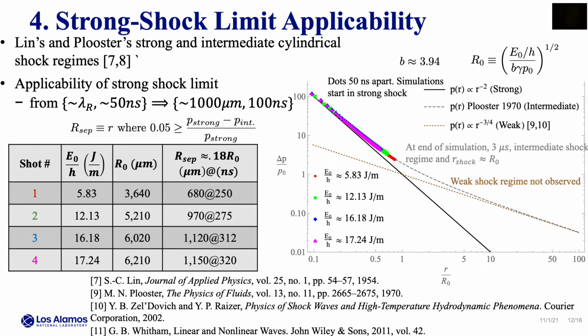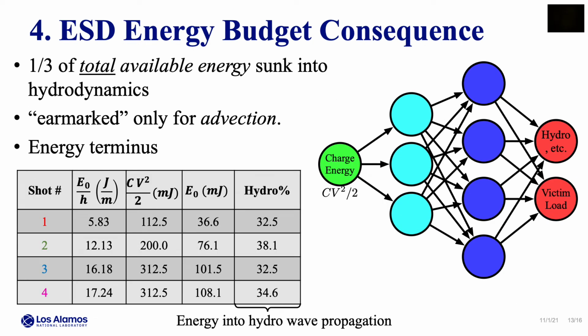Results of this calculation are in the left table and consistently occur on the order of 1,000 microns and hundreds of nanoseconds. Using the strong shock radial fits, we declutter the ESD energy web by quantifying the energy sunk into hydrodynamic advection as 1/3. In the left table, we report the specific experiment, fitted parameter for E0 divided by H, initial charge energy, and energy sunk into hydrodynamics based on the 6.28 millimeter air gap, and resultant energy percentage delivery.